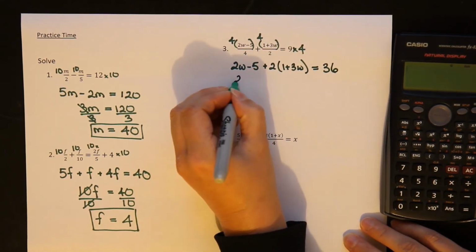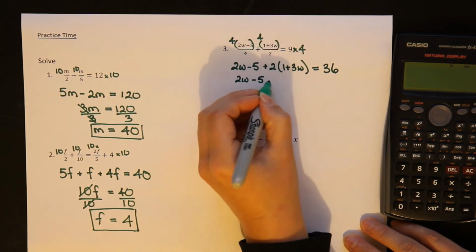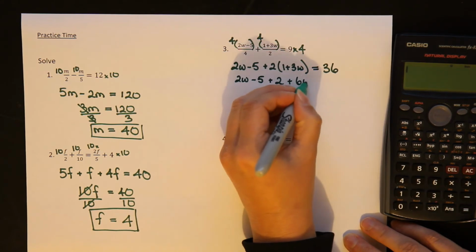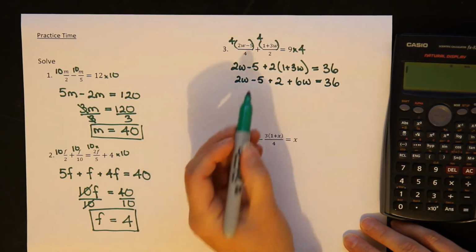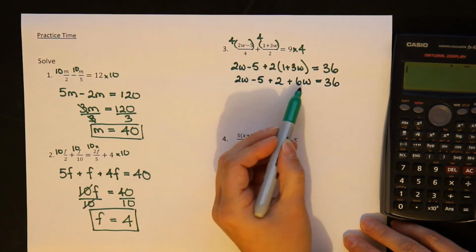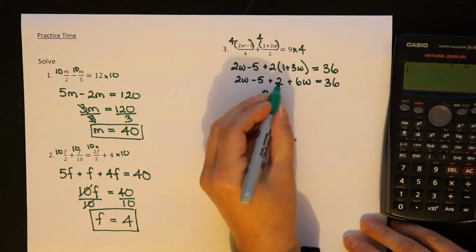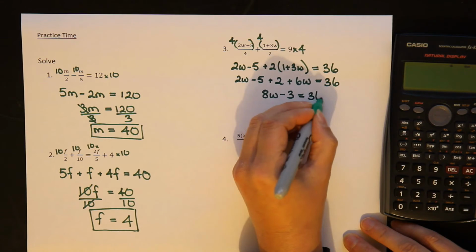Expand the bracket, so we have the 2w and the minus 5 sitting here. 2 times 1 is 2. 2 times 3 is 6w, is equal to 36. Collecting like terms, 2w plus 6w is 8w. Minus 5 plus 2 is a minus 3, is equal to 36.